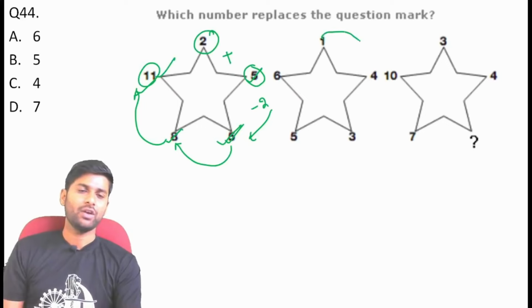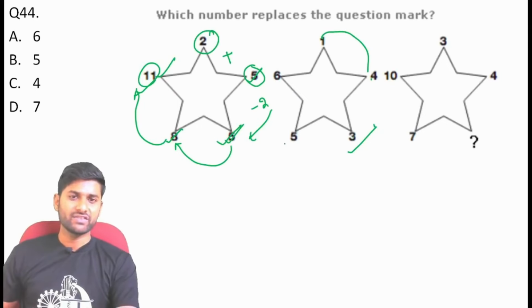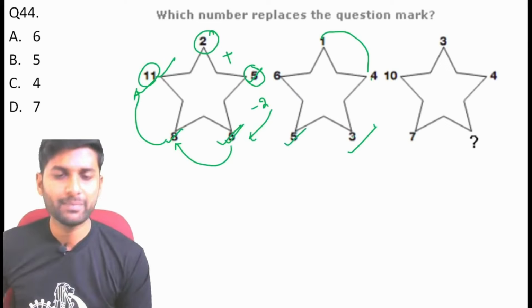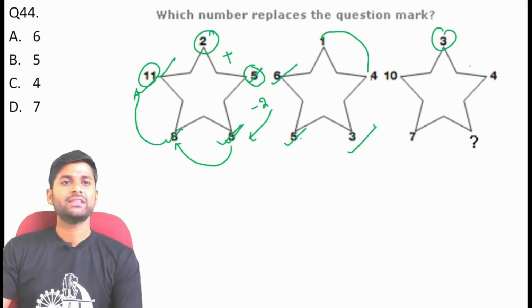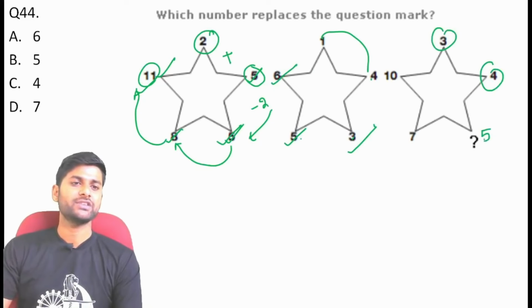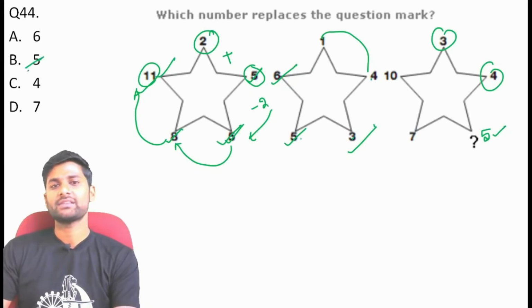Same, see, 1 plus 4, 5. 5 minus 2, 3. 3 plus 4 is equal to 7. 7 minus 2 is equal to 5. 3 plus 5 is equal to 8. 8 minus 2 is equal to 6. Then same thing, 3 plus 4 is equal to 7. 7 minus 2 is equal to 5. So 5 is the perfect answer.